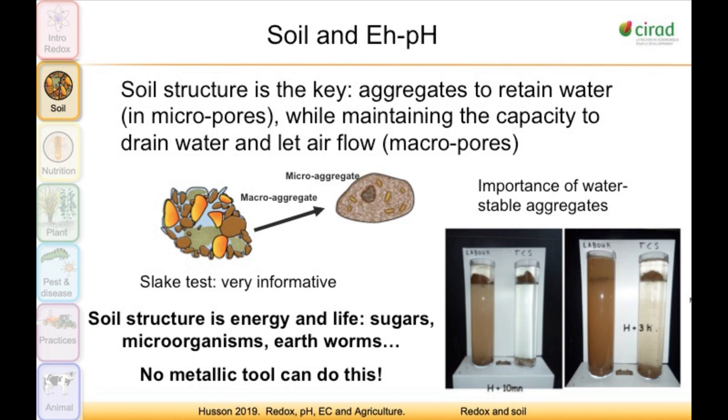But you have to remember that soil structure is energy, it's sugar, it's life, it's biological activity. There's no metallic tool that can make a good, stable structure. This is really something fundamental to understand. I think you agree on this. The structure you can have with all these microorganisms and earthworms is a structure that you cannot recreate with mechanical tools.